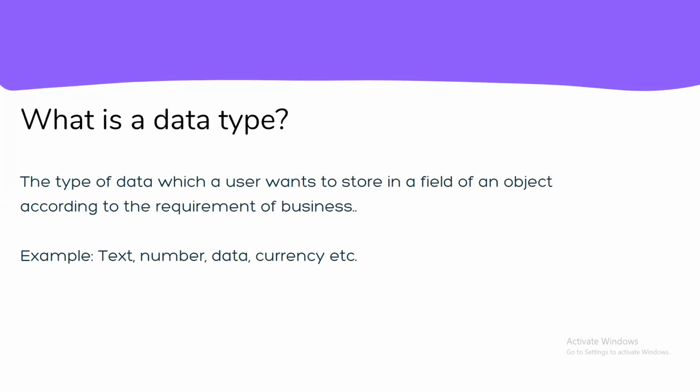What is data type? The type of data which a user wants to store in a field of an object according to the requirement. Examples of data types are text, number, date, currency, etc.